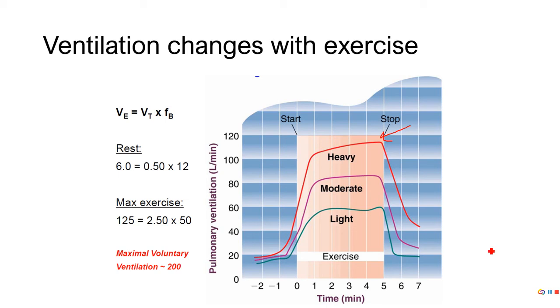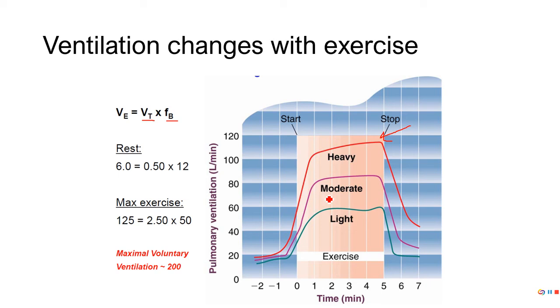And they do this by increasing their tidal volume. This first number is tidal volume, the second number is respiratory rate or frequency. So they're increasing their tidal volume by a factor of 5, 5 times 1/2 is 2.5, and they're increasing their frequency by just over 4. Going from 12 to 50, you multiply that by 4 and a little bit more. But even with that, we're still not at our maximum ventilation.